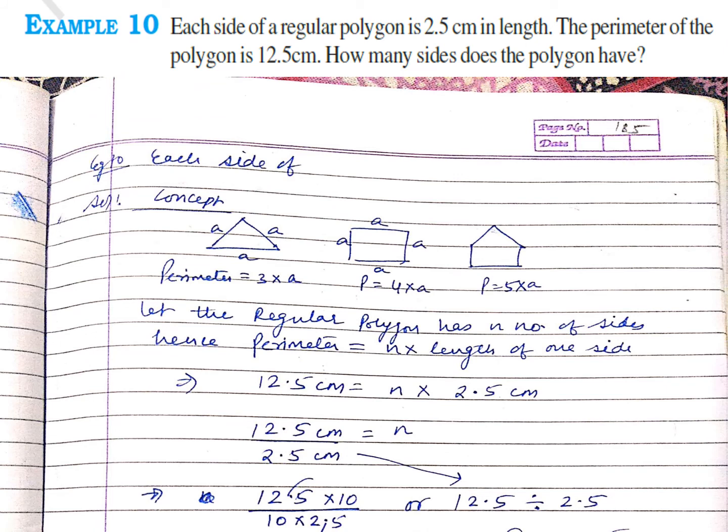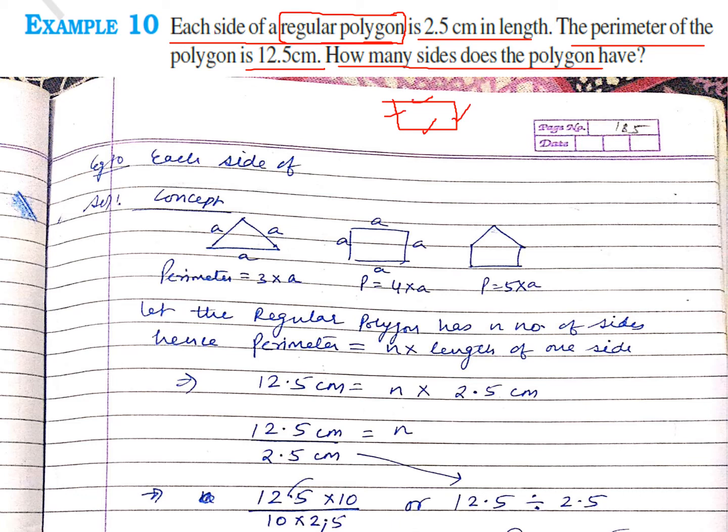Example number 10. Each side of a regular polygon. What is a regular polygon? It is a polygon having all sides equal. They are saying there is a regular polygon whose each side is 2.5 centimeter in length. The perimeter of the regular polygon is 12.5 centimeter. Now they are asking how many sides does the polygon have? First of all, I have told you whatever polygon it is, the perimeter is equal to the sum of all sides, nothing else.